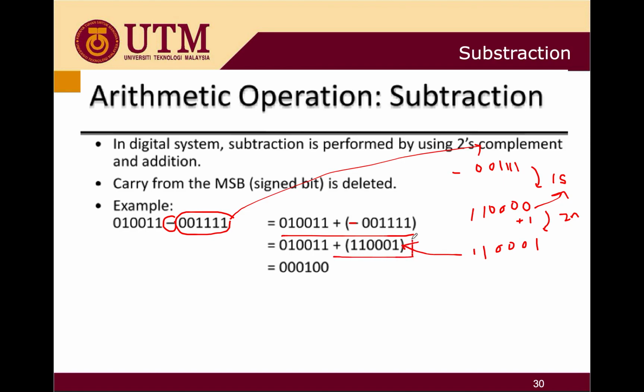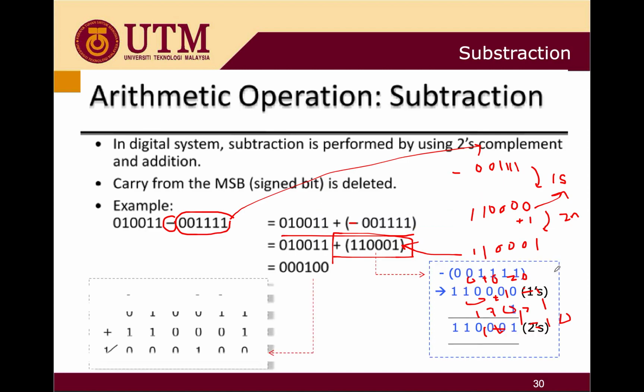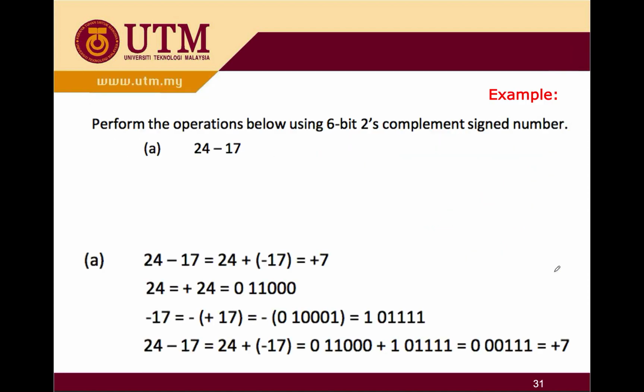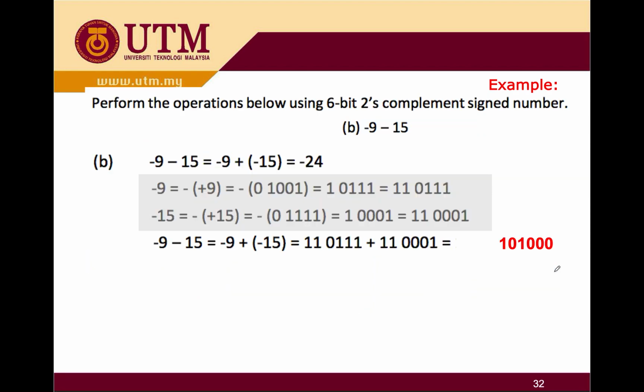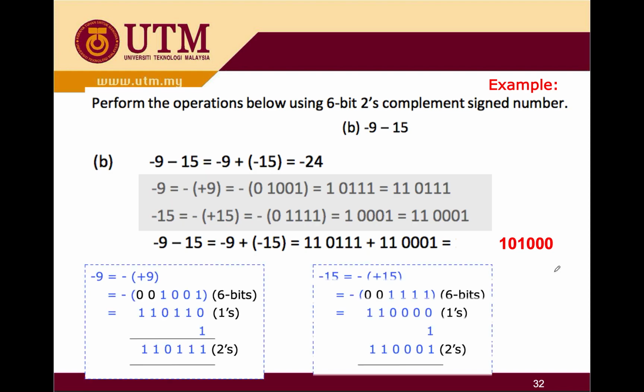Then you just add using the same adding operation. If it's 0 plus 0, you will get 0. 0 plus 1, you get 1. 1 plus 0, you get 1. And then 1 plus 1, you get 0. So there is the example. You might also try on your own because it's quite simple. Just change into complement and add it, until the end of this slide.